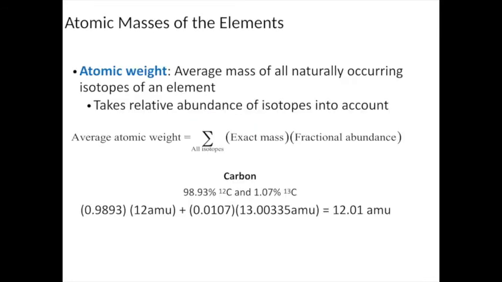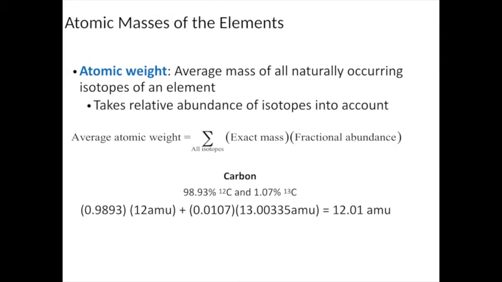Okay, so let's talk about the number that is given on the periodic table. We have the atomic number, which we know is the big number above the symbol. And then we have the average atomic mass of the element, and that's the number below the symbol. What they do to find the average atomic mass is they take the weight of all the naturally occurring isotopes of that element.